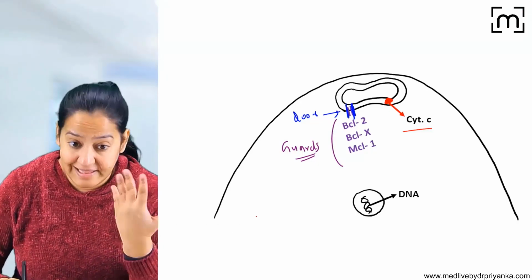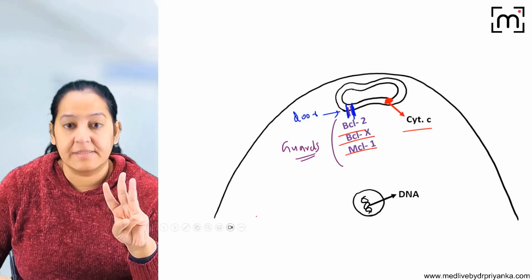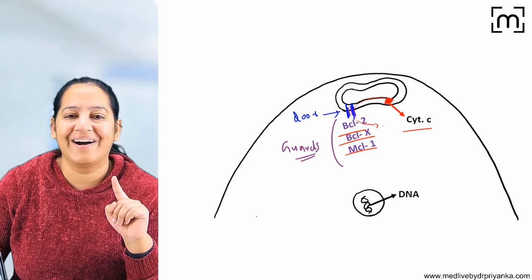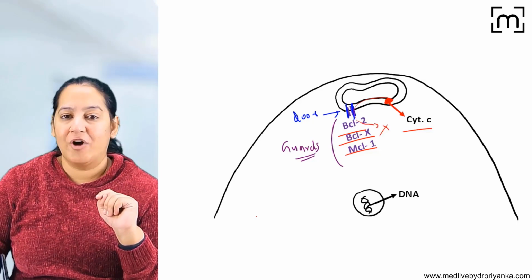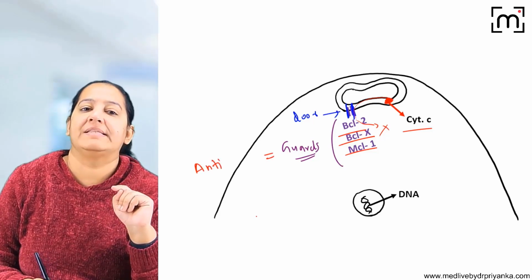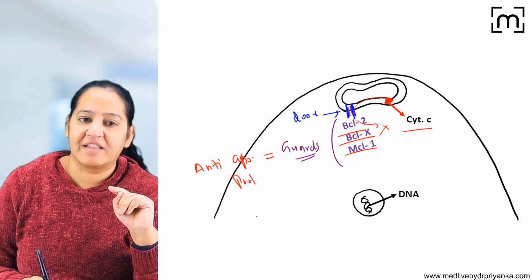What are the 3 guards? Learn the names. It's BCL2, BCLX and MCL1. Those are the 3 guards that are preventing the cytochrome C from coming out. So cytochrome C cannot leak out. Got my point? These are known as anti-apoptotic proteins, anti-apoptotic guards, because they are preventing the apoptosis.